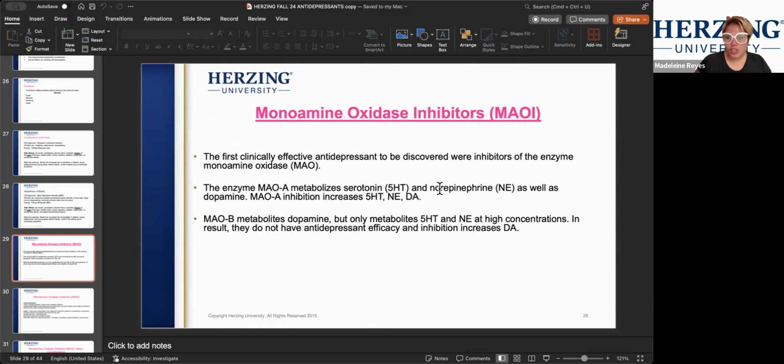Monoamine oxidase inhibitors, or MAOIs, were the first clinically effective antidepressants to be discovered, working through inhibition of the enzyme MAO. The enzyme MAO-A metabolizes serotonin (5-HT) and norepi, as well as dopamine, and inhibition increases serotonin, norepi, and dopamine. So it works on all three. MAO-B metabolizes dopamine, but only metabolizes 5-HT and norepi at high concentrations. As a result, it does not have antidepressant efficacy, and inhibition increases dopamine.